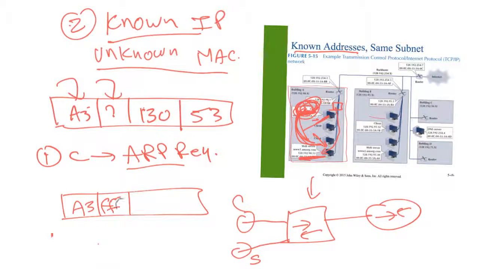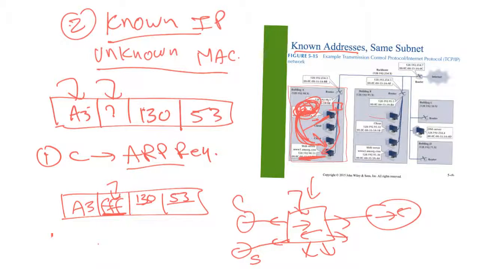It will fill the destination MAC with Fs. My IP address is whatever, destination IP address, whatever. I mean, I am 130. I am looking for 53. It will send this message to the switch. The switch looks at the message. It sees it's a broadcast. It will send the message out into every link it's connected to.